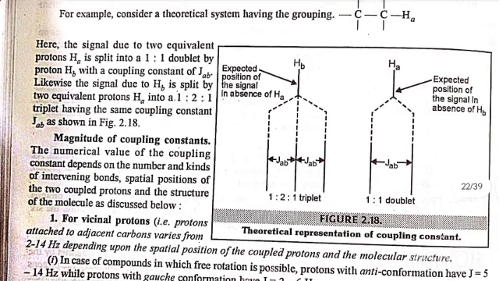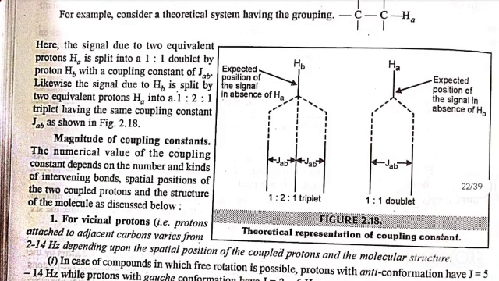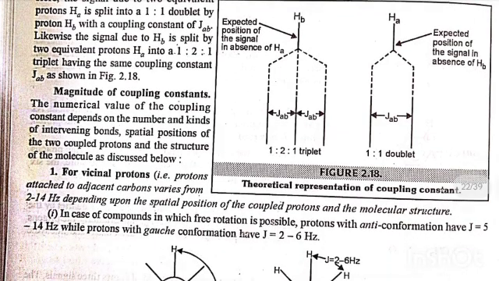For example, consider a theoretical system having the group CHB, CHA and HM. Here the signal due to two equivalent protons HA is split into a 1:1 doublet by proton HB with the coupling constant JAB. Likewise, the signal due to HB is split by two equivalent protons HA into a 1:2:1 triplet having the same coupling constant JAB.